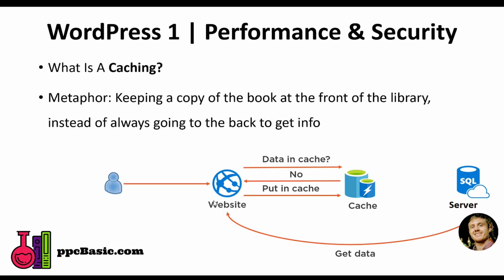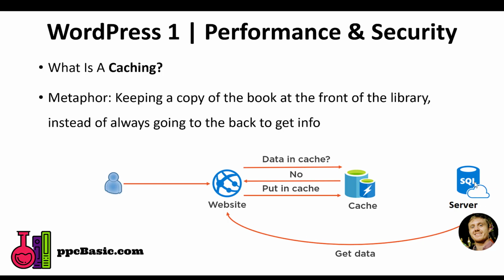So from this little diagram, you can see that the visitor visits the website and the website accesses the server, and then the server brings back the data, and then the website sends that information to the visitor as well as to the cache. So instead of having to go back every single time and using up valuable resources to access the server, the website saves this information in a little memory, and then it keeps bringing it back for increased speed and performance.